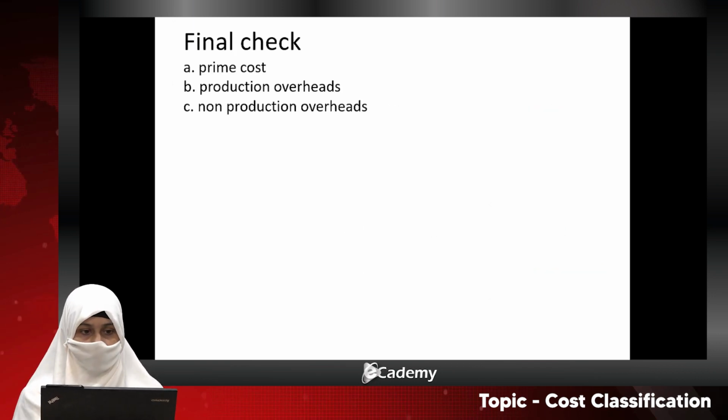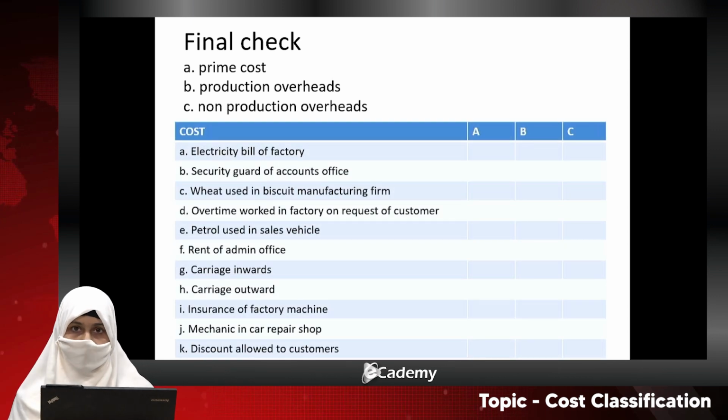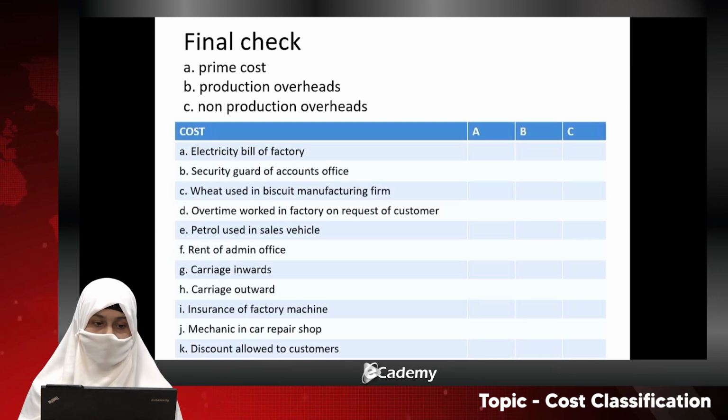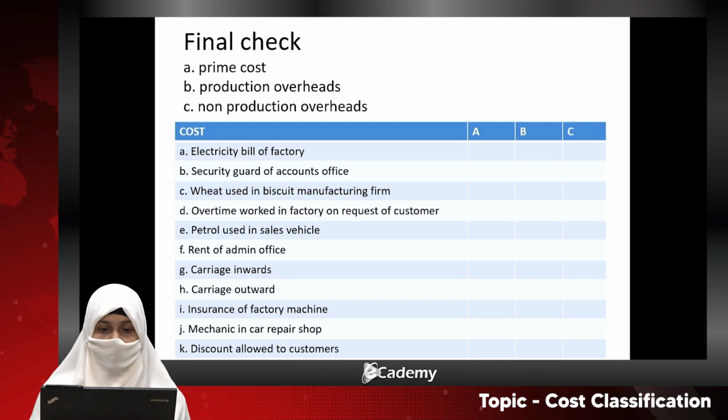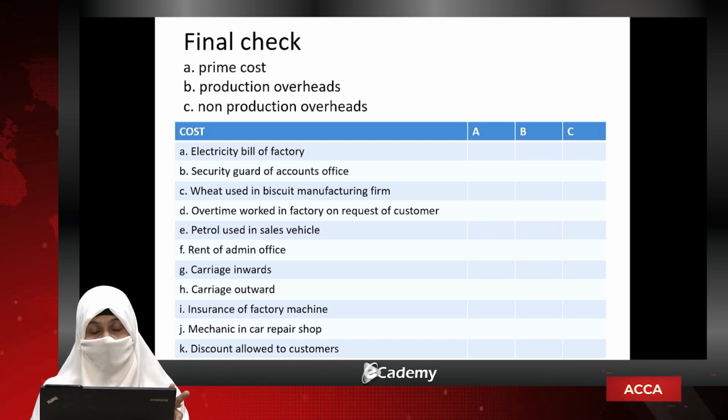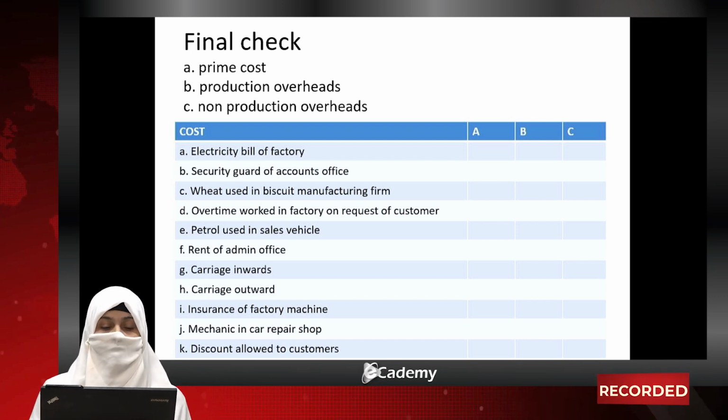I would like to first check this out. There are a few expenses I have mentioned here, in a table in which, if it's a prime cost, you have to mark it A. If it's a production overhead, you have to mark it B. If it's a non-production overhead, you have to mark it C.